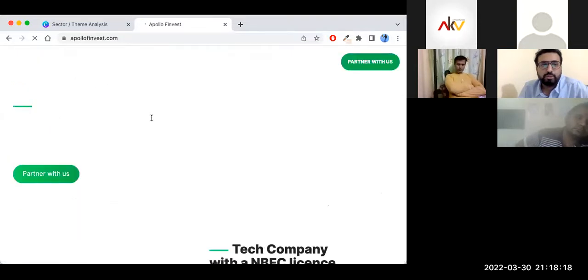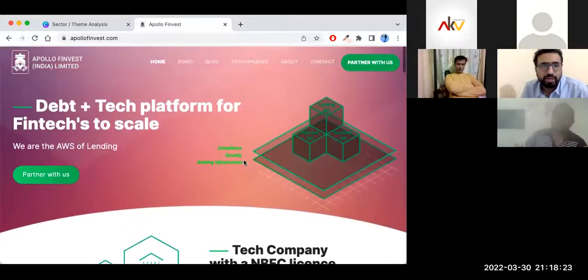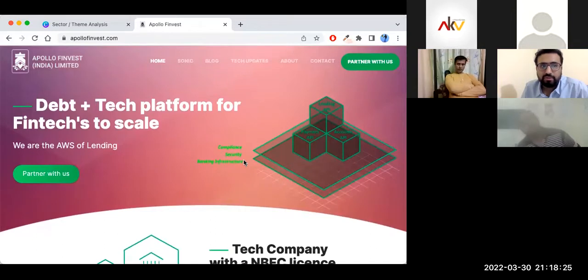I'll just show you the website also. So Apollo Finvest is a tech company with an NBFC license. That's what I explained to you, right? Debt plus tech platform for fintechs to scale. We are the AWS of lending, right? Very simple.